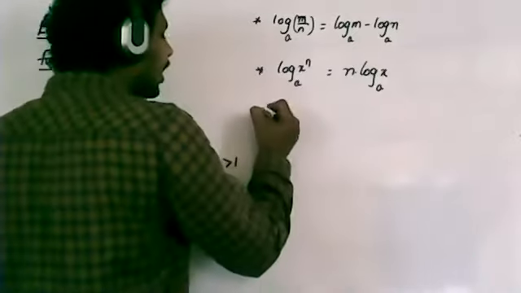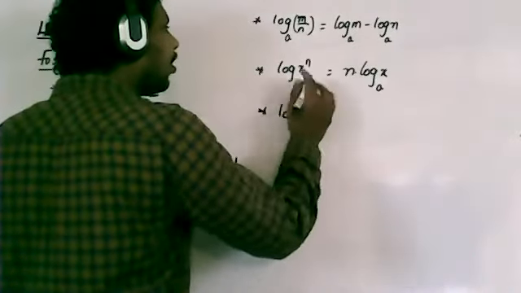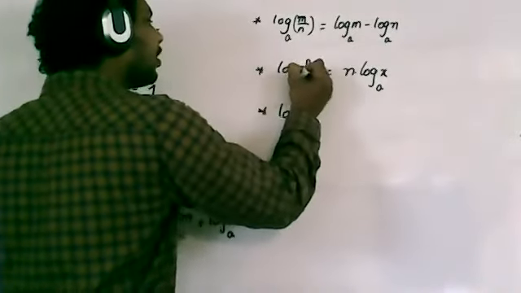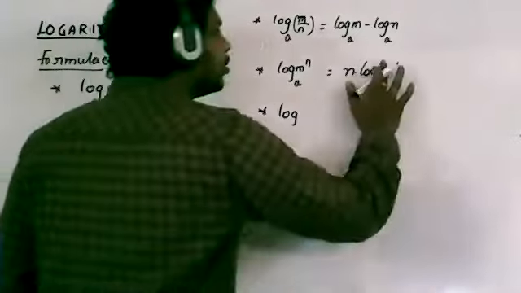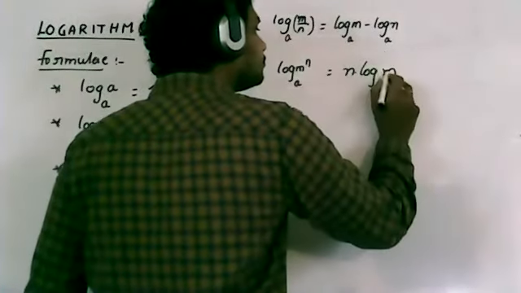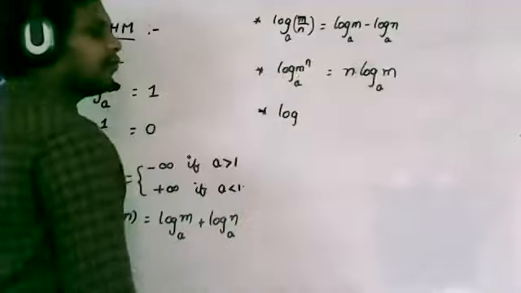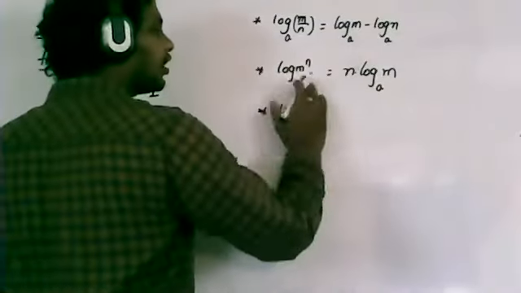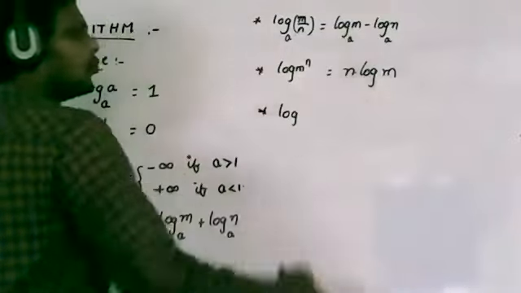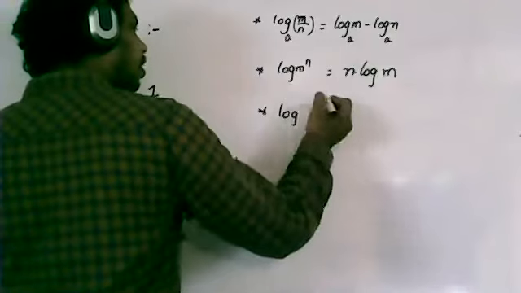Now, one more point. For example, I will take log m to the power of n. Why? Because you are always using m and n, right? So this is log m, then it is easy to remember. So log m to the power of n to the base a is equal to n log m to the base a, or else you just remember like this, no problem. Now we have one more formula.